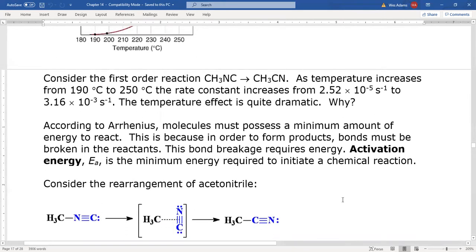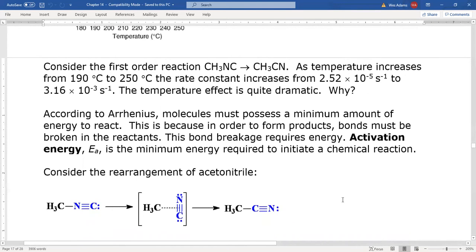So let's consider a rearrangement of acetonitrile. We form a transition state in the middle where the C triple bond N is rotating 90 degrees, and there's not much of a bond between that and the C and the CH3, and then it continues to rotate and forms a carbon-carbon bond instead of a carbon-nitrogen bond. So that intermediate substance between the two arrows is what we'd call a transition state or an activated complex.